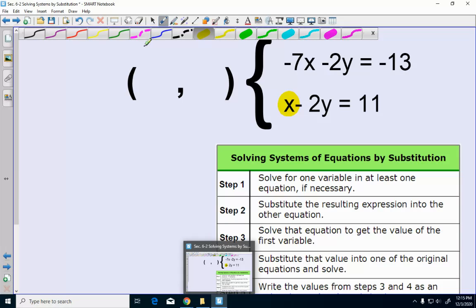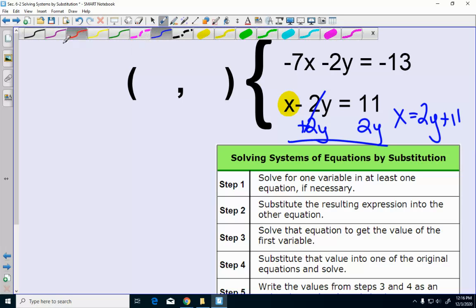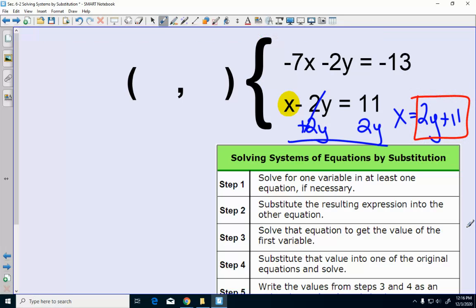There you go, right? If I move this 2y to the other side, it simply becomes 2y plus 11. And I box what part of it? There you go. So if you look at this right now and say, man, nothing is solved, you find the easiest one to solve for. And I'm telling you, the easiest one is if there's no coefficient.